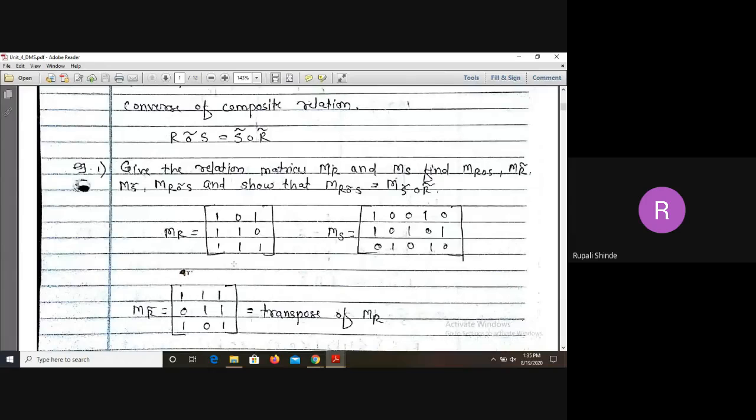Now tell me, have you understood all these questions? Because in the final exam you will get a question on this for 8 marks.